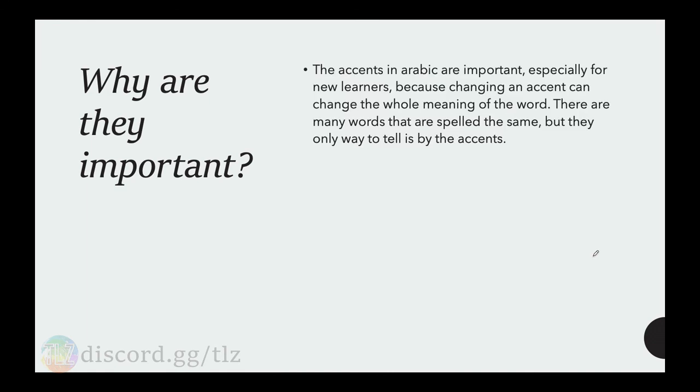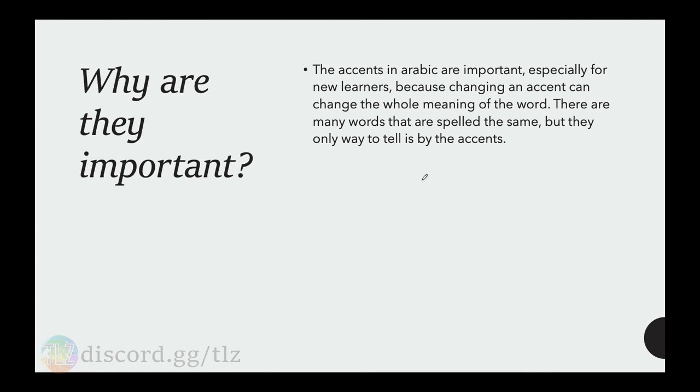So why are these vowels important, specifically for new learners? They are important because changing an accent can change the whole meaning of the word. Even if just one is different, it can mean an entirely different word that is completely unrelated to the other word, that is almost identical to it. There are many words in Arabic that are spelled the same, referring to the letters, but if you just change one accent, it is completely different. So one of the only ways for new learners to tell the difference between each word is by the accents.